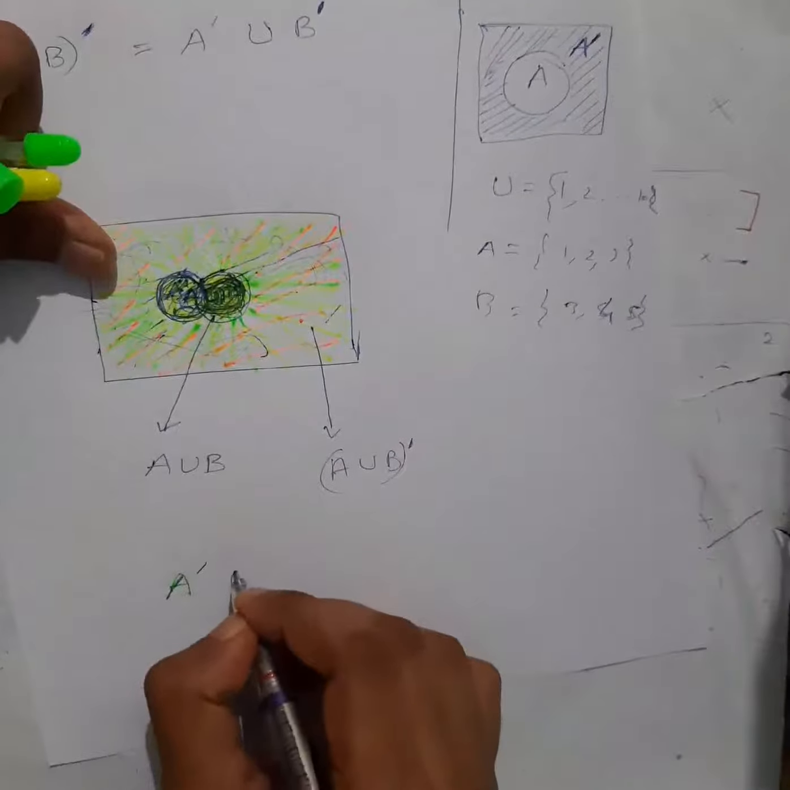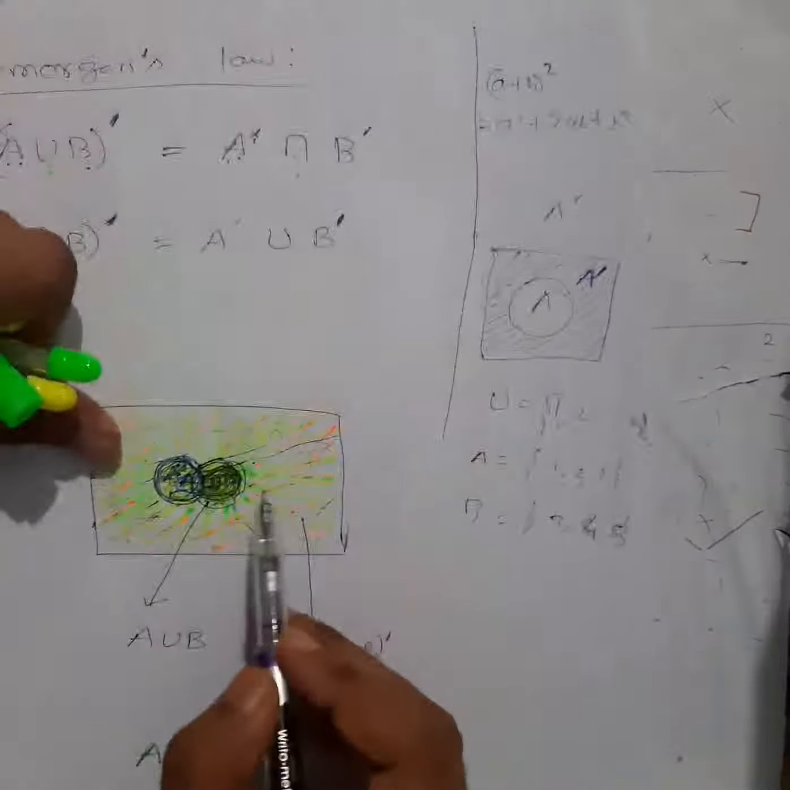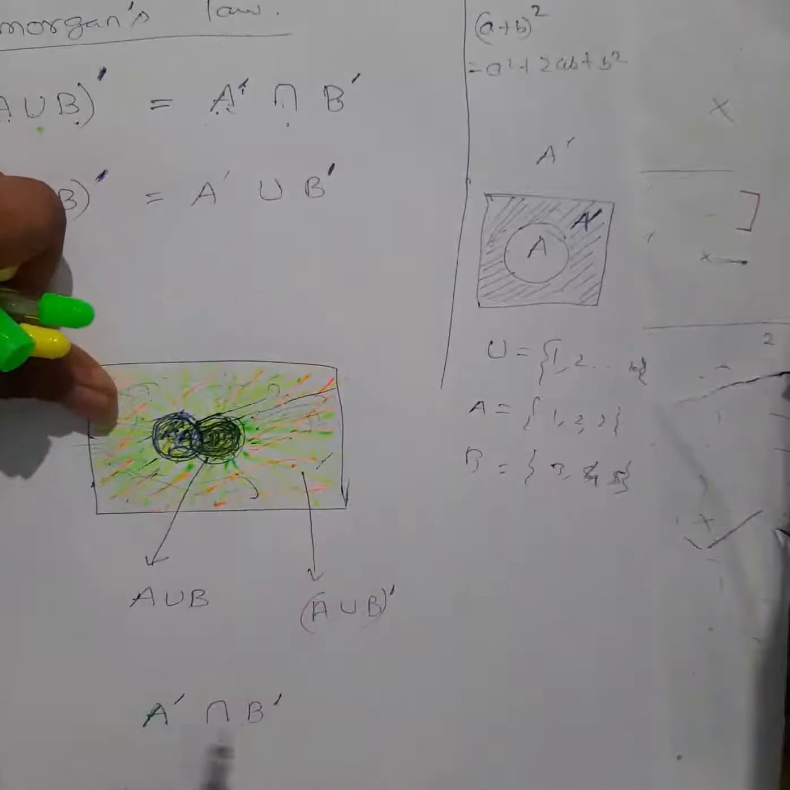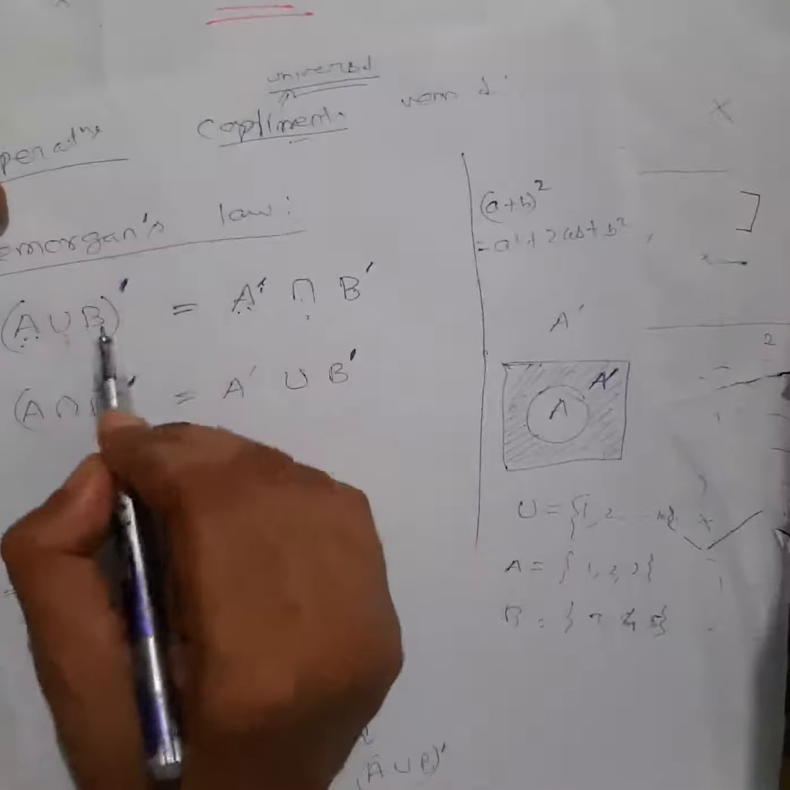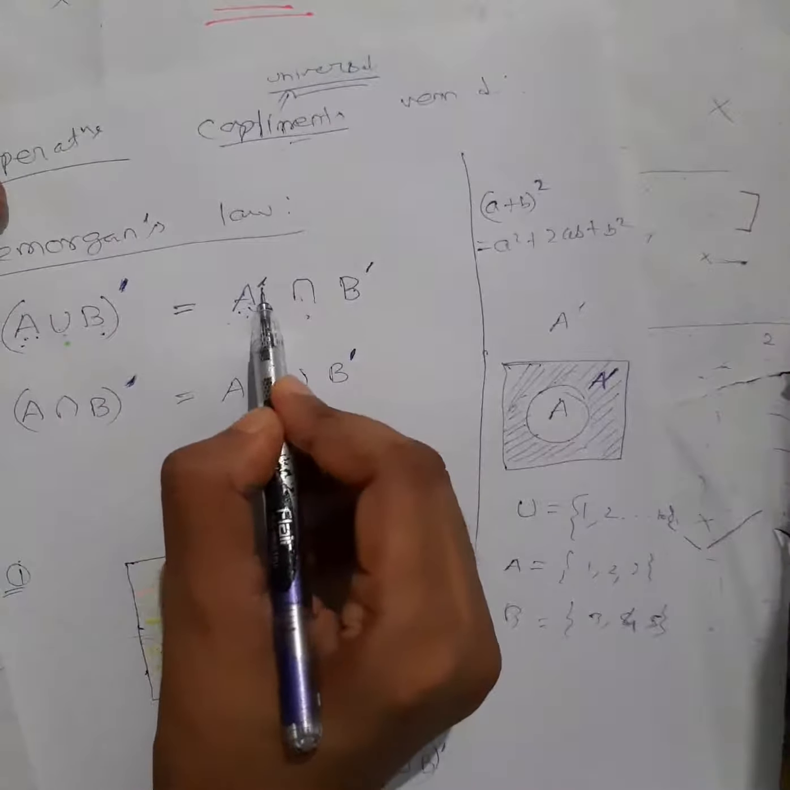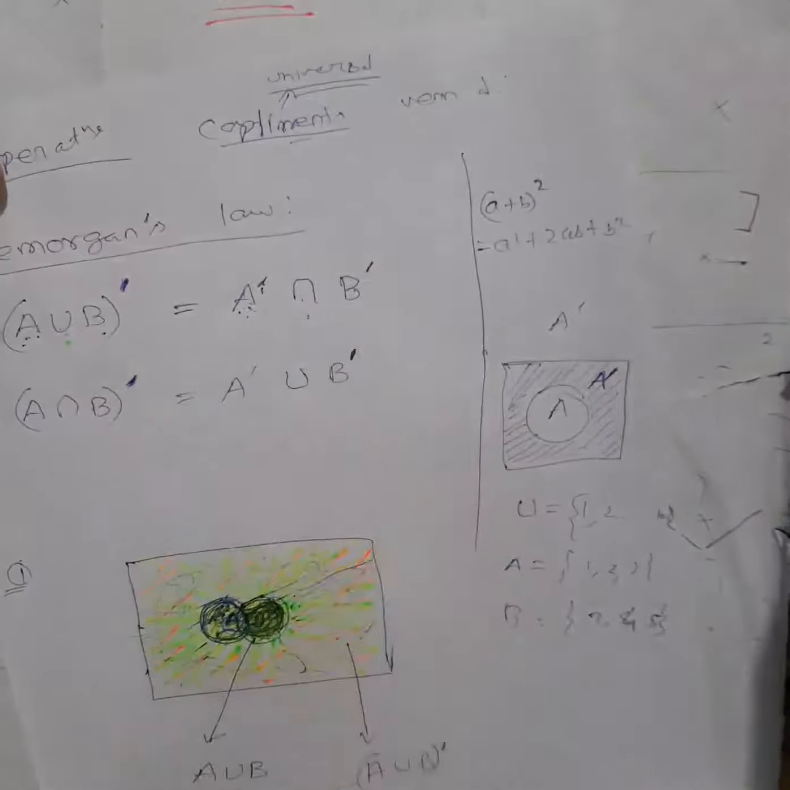A complement intersection B complement will be which one? Common portion, common between this one will be which one? Obviously the orange portion only. So that's why A union B complement is equal to A complement intersection B complement.